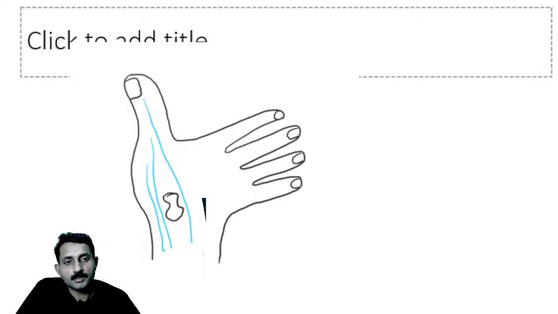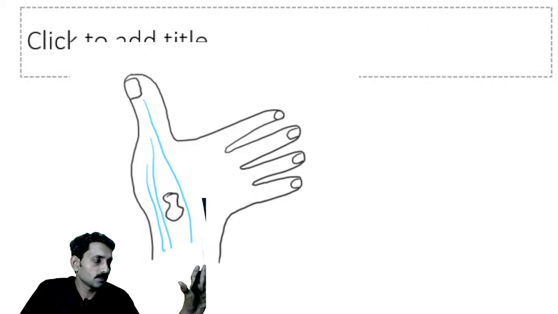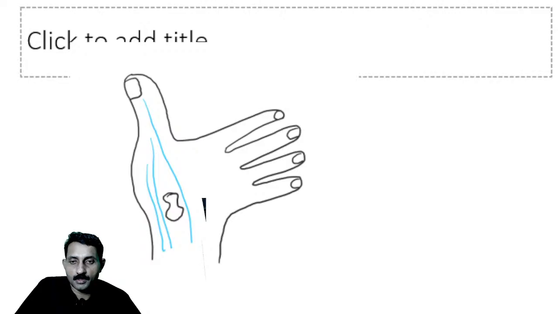So this is the boundary. What is the boundary of this? We have abductor pollicis longus, extensor pollicis brevis and extensor pollicis longus. These two tendons go together. On the other side, the long tendon goes separately. This is the boundary of this box. This is called the anatomical snuff box. What is there in the base of this is the scaphoid bone.